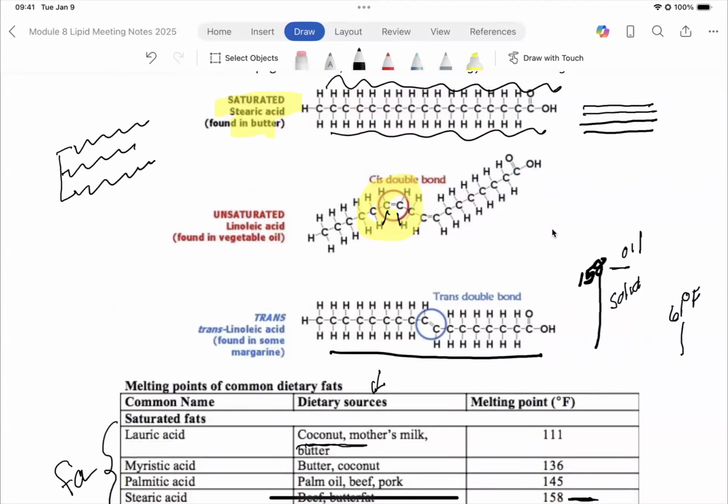Okay, so like I said, it's the predominance. If there's mostly saturated fats, or if these saturated fats are on the outside of the molecule, then it's going to be solid at room temperature.